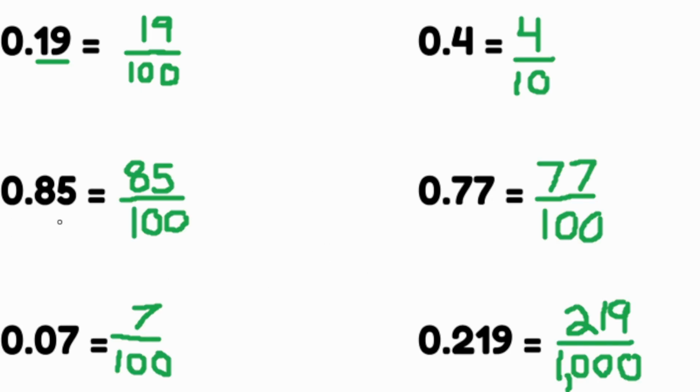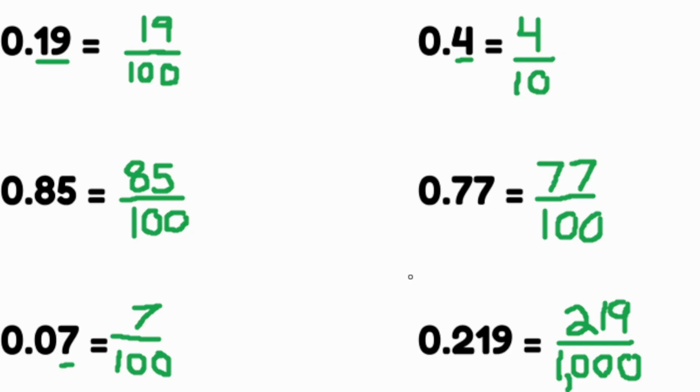For 0.85, we got 85 hundredths because our 5 was in the hundredths place, and then we brought our 85 over. For 0.07, we got 7 hundredths because remember, this 7 is also in the hundredths place, not the tenths, so we just bring a 7 over for 7 hundredths, not 7 tenths and not 70 hundredths, specifically 7 hundredths. Up here we got 0.4, which our 4 is just in the tenths place, giving us 4 tenths. Right below it we have 0.77 to get 77 hundredths.